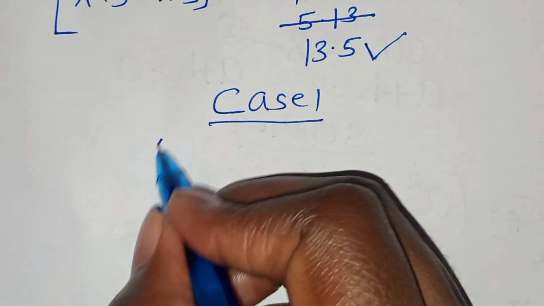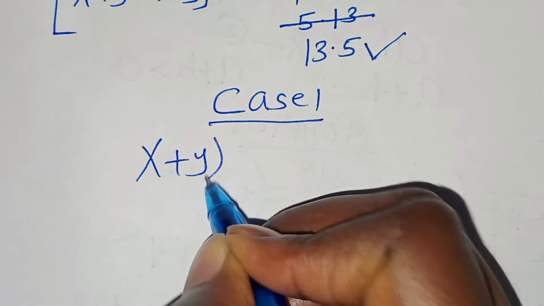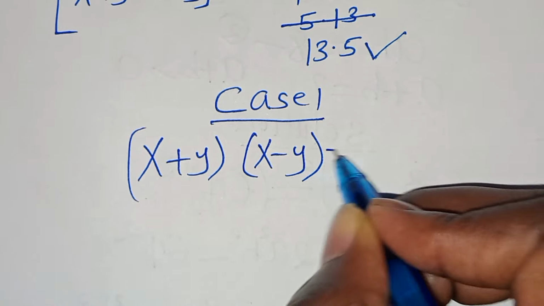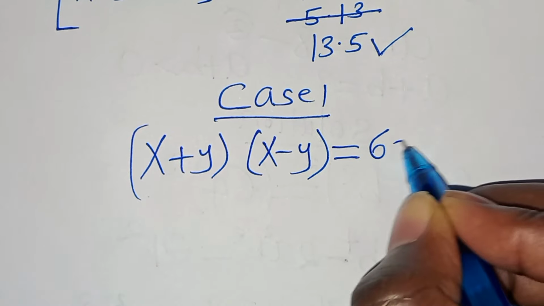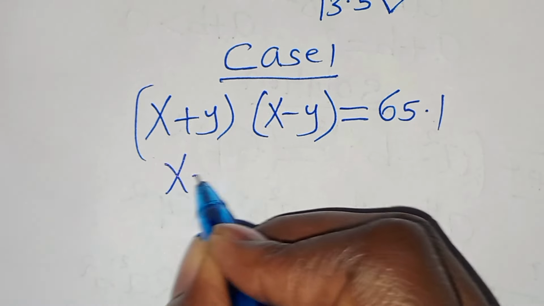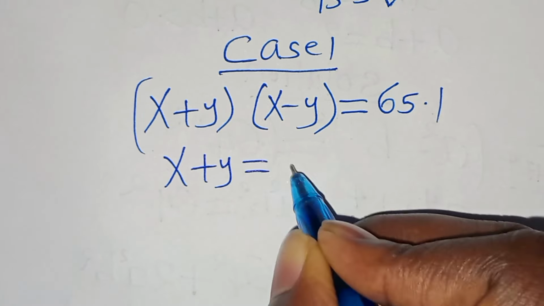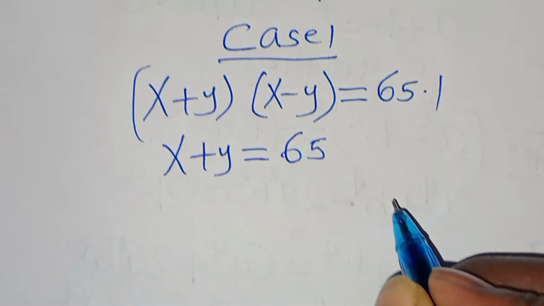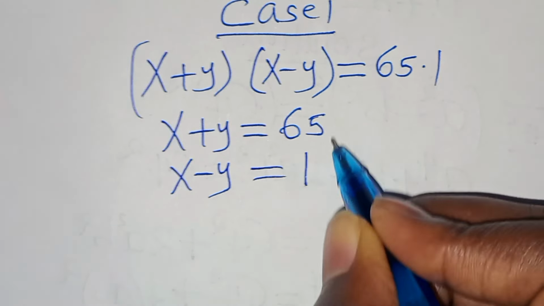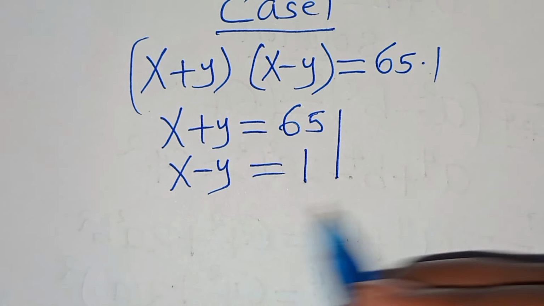Case 1: we have x plus y times x minus y equal to 65 multiplied by 1. So let's form a system of linear equations: x plus y equal to 65, and x minus y equal to 1. Let's add these two equations.